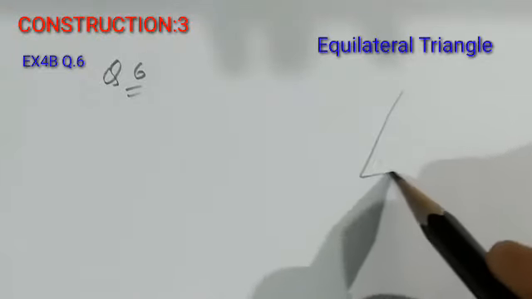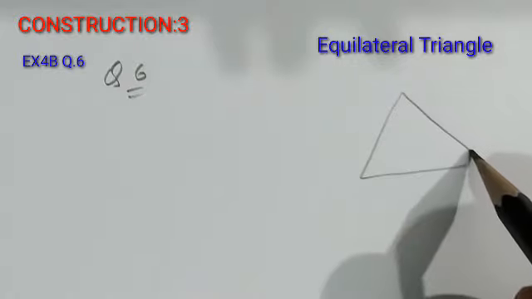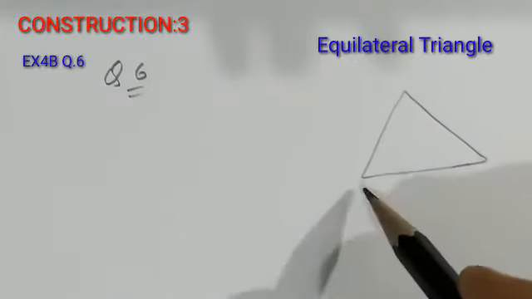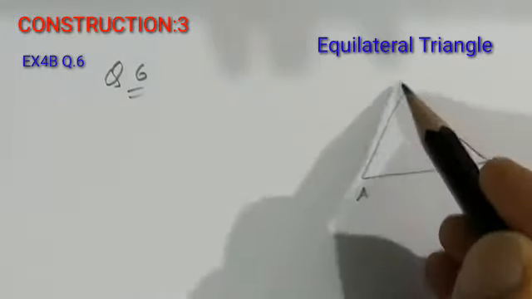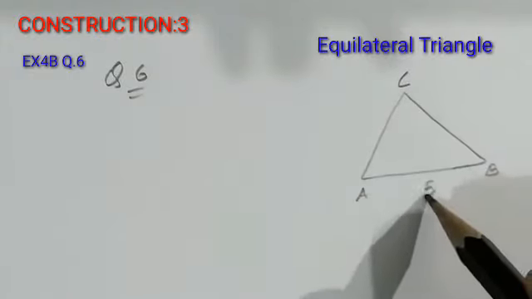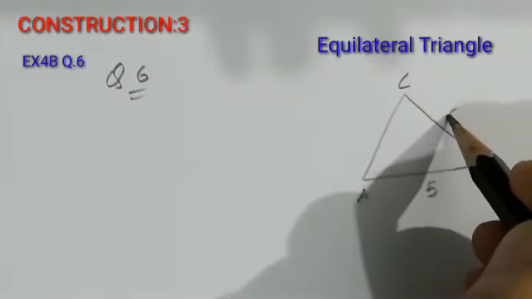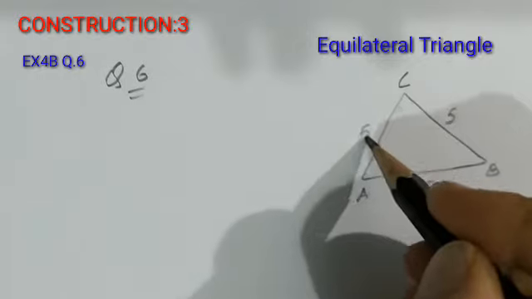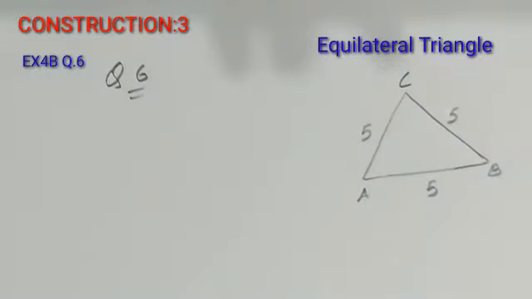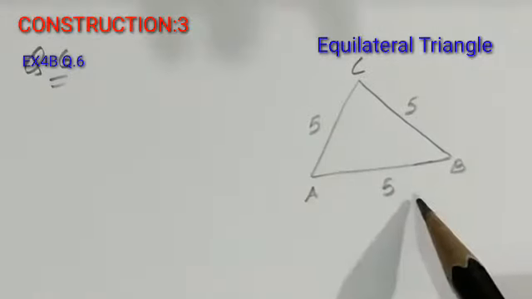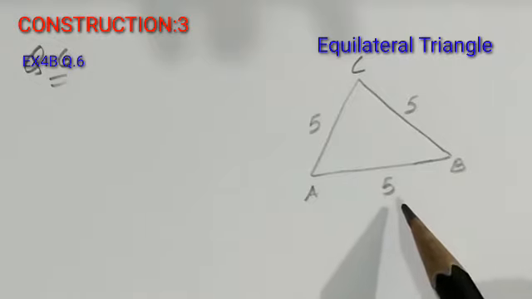Question number 6. Construct an equilateral triangle with sides 5 centimeter. You know equilateral triangle? A triangle whose all the sides are equal. It means if I construct a triangle ABC, if one side is 5 centimeter, all the three sides are of 5 centimeters. So how to proceed? This is the rough figure. With the help of it, you can start your construction.